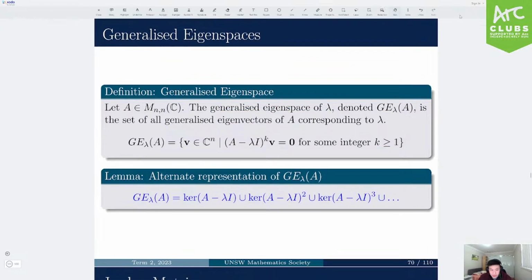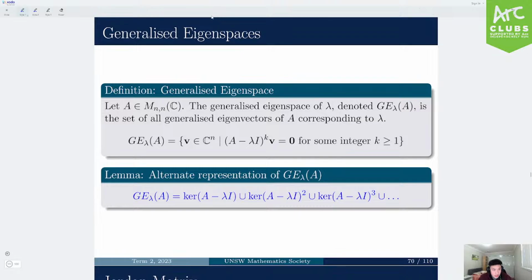And we can actually represent this using a notation here. If we take the union of the cases where k is 1, k is 2, k is 3, and so on, that would get us the generalized eigenspace for lambda.